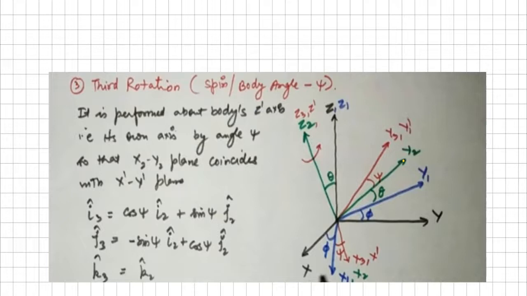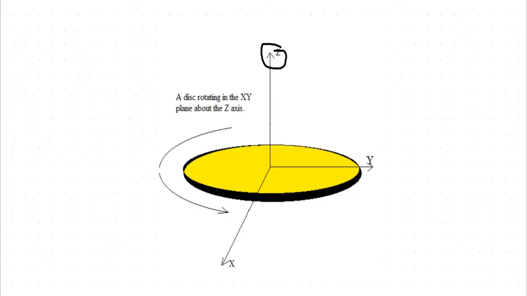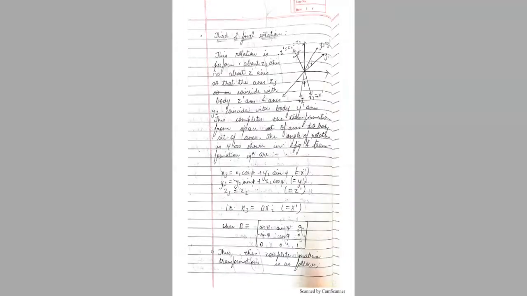It has its own names, as I have already discussed. So I hope I am clear. This was the third rotation and it is called the spin or the body angle. Okay. So now I hope you're not getting bored. This is really interesting. I would like to suggest you read more about it. So we have not completed the question yet. Where is the question? Yeah, here it is.